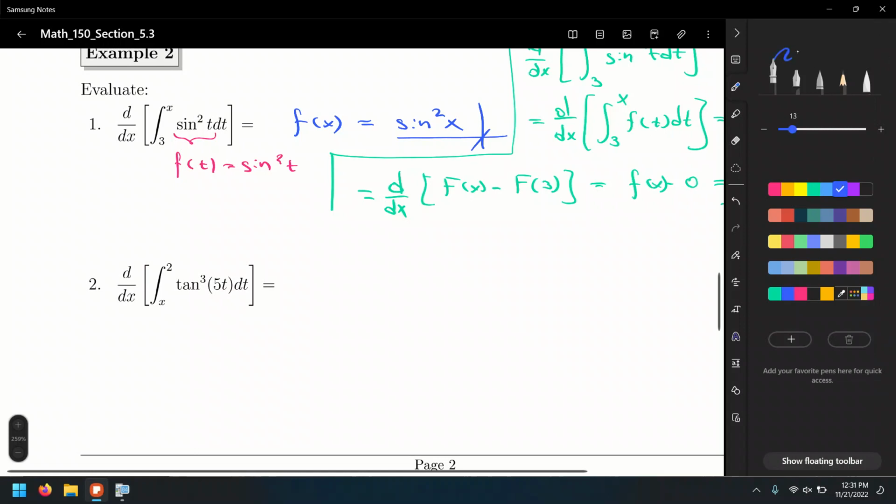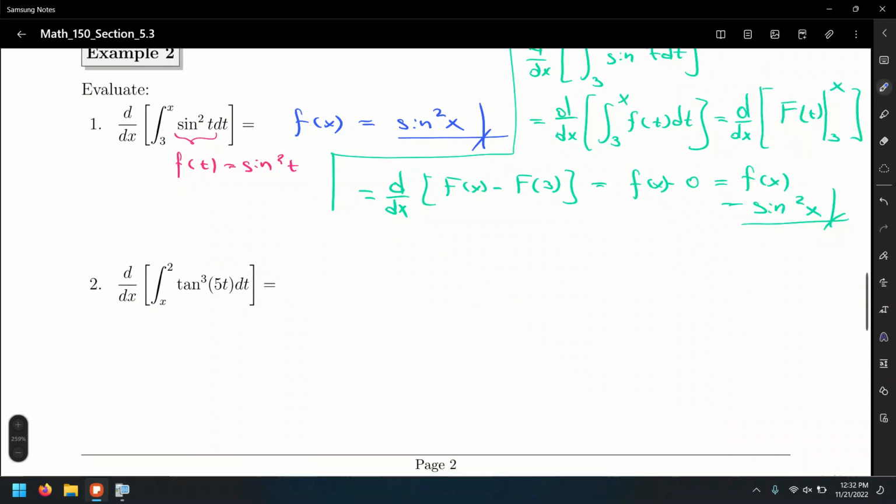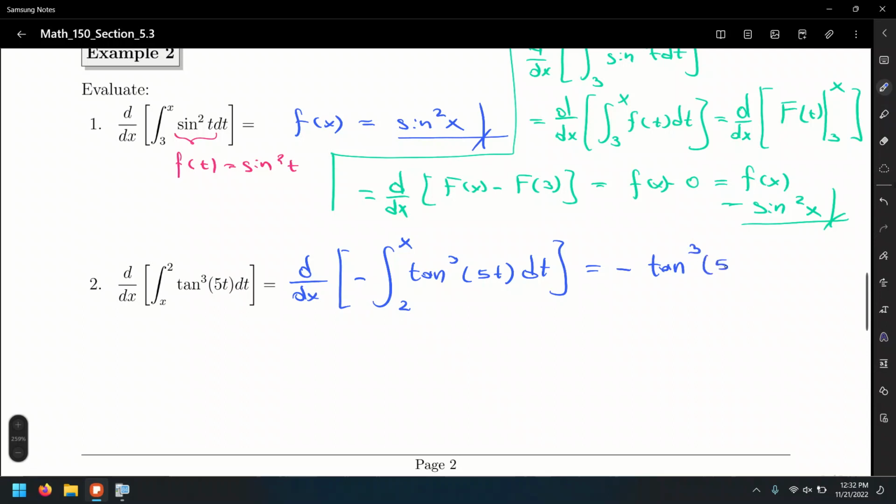Well, one thing I noticed in comparison with the first example is, here I have the x as a lower limit and the 2 as the upper limit. Remember those properties of integrals that we discussed last time? We can reverse the order of the integration, but put a negative sign in front of it. All right, that's going to give us simply negative tangent cubed of 5x.